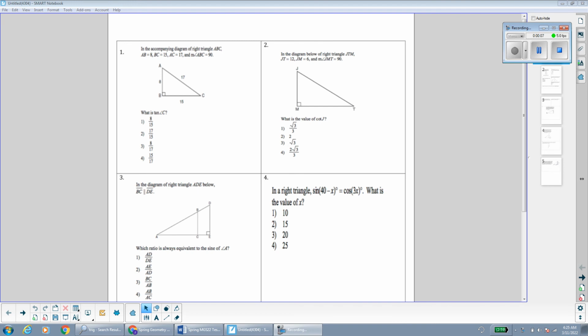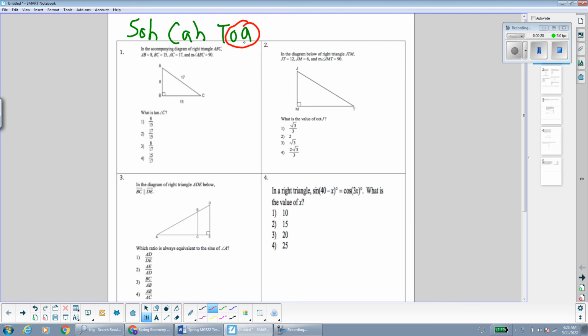So in question number 1 it says, in the accompanying diagram of right triangle ABC, and we're given side measurements, and we need the tangent of angle C. So if you write down SOH CAH TOA on your paper, tangent is T, so that tells us that the tangent ratio is opposite over adjacent. I'm going to write that over here. Tangent of angle C is opposite over adjacent.